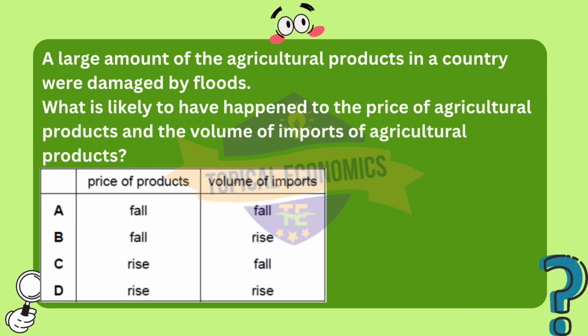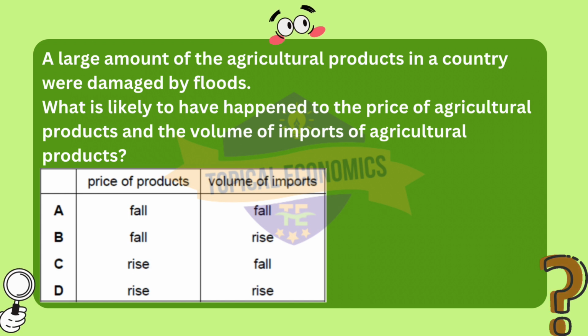Moving to question 6. A large amount of the agricultural products in a country were damaged by floods. What is likely to have happened to the price of agricultural products and the volume of imports of agricultural products? This question is from year 2019 May-June version 1. The correct answer for this question is option D.